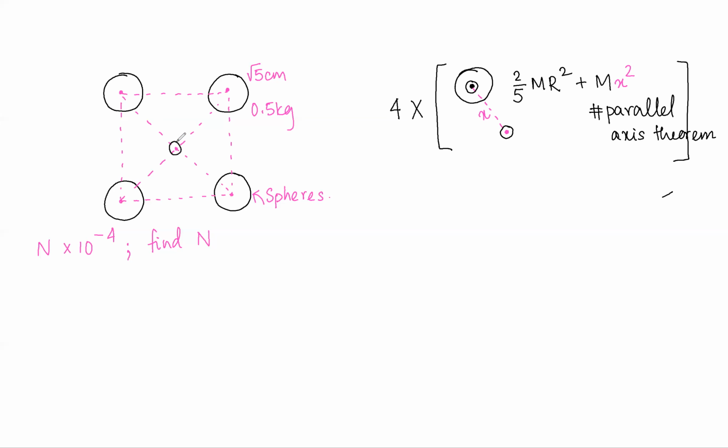We want to find out the moment of inertia about this center point. So what is the side of the square? The side of the square is 4 centimeters. So I forgot to write that over here. The side of the square is 4 centimeters.